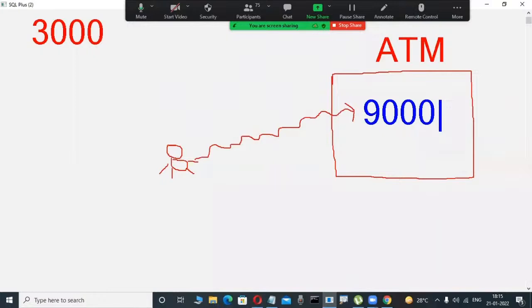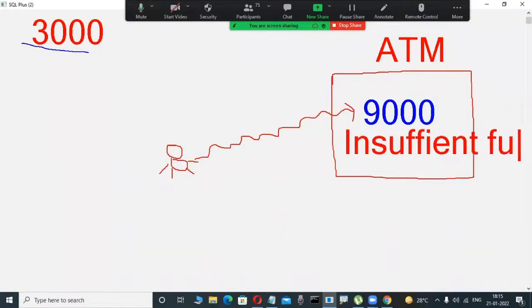No. Here my balance is 3,000, but how can I get it? Okay, so 9,000 rupees is impossible. In this case, it will give a message. You are observing on your ATM machines, maybe some messages will be displayed, such as insufficient funds. Why? Because your balance is low, 3,000, but you are trying to retrieve more than 3,000, that is 9,000, 8,000, 7,000 like that. How is it possible? In that case only, the insufficient funds message will be displayed.